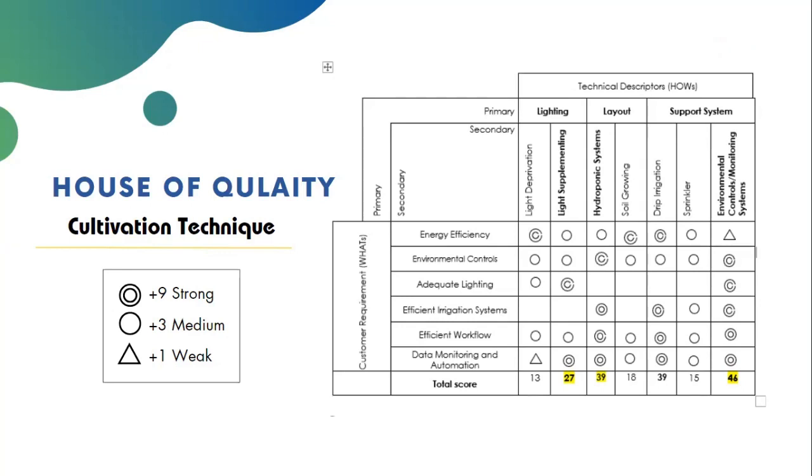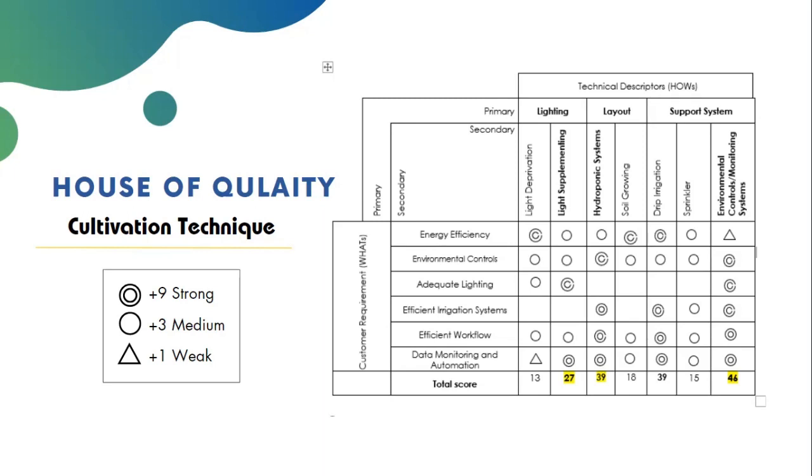And for the layout, we can see that after scoring in terms of energy efficiency, workflow, and data monitoring, we got 39 to 18. So hydroponic is better than soil growing based on our evaluation. And for the support system, we found out that among the drip and sprinkler and environmental control and monitoring, we got 46 for the environmental control and monitoring system.